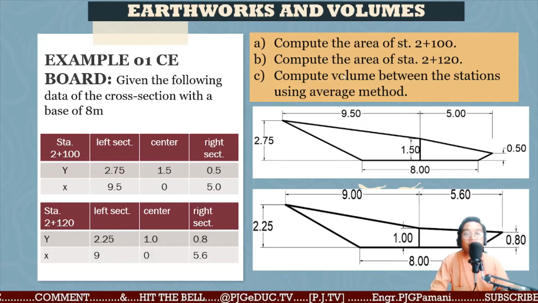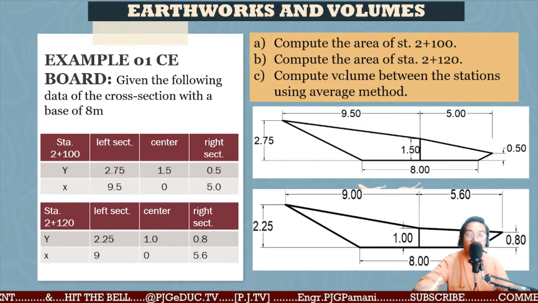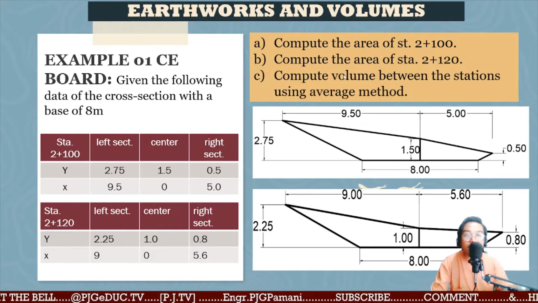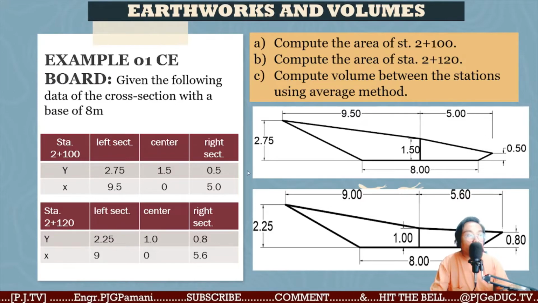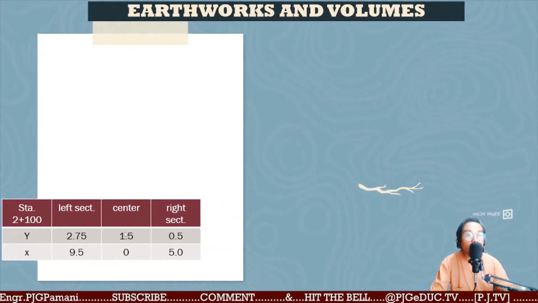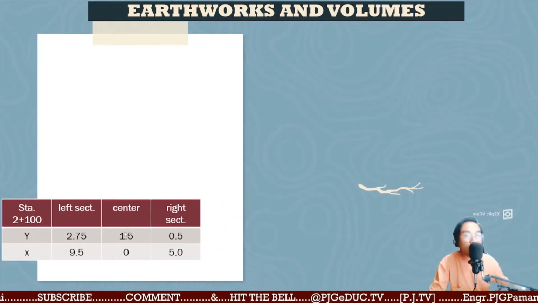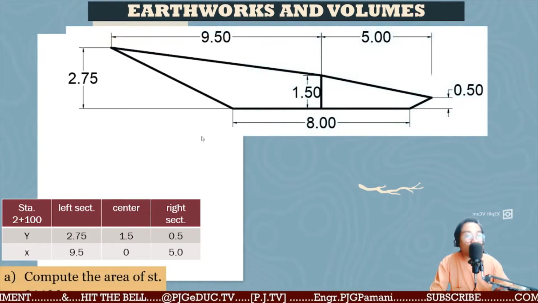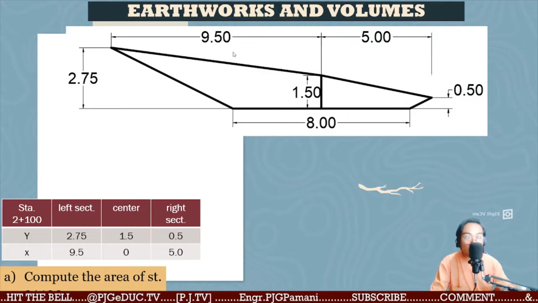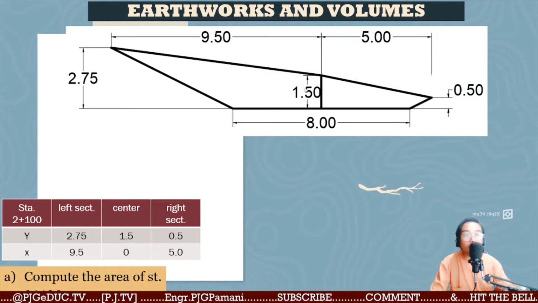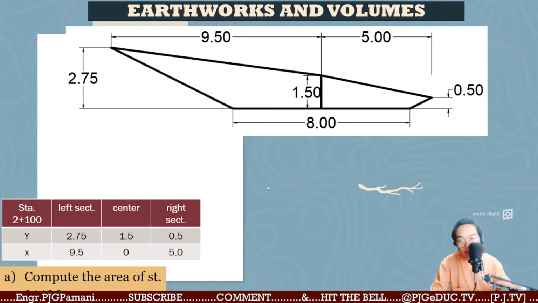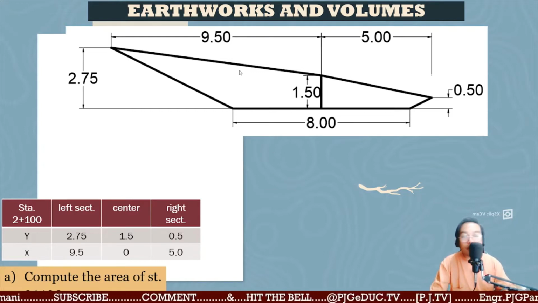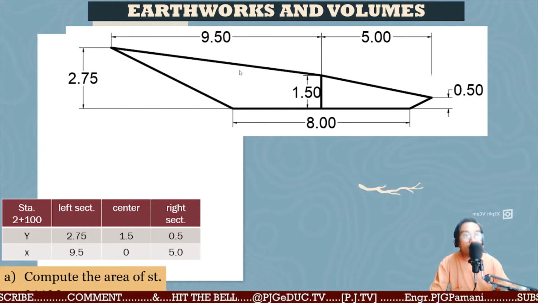So when we say average method, what volume is being computed based on the average? That is your end area method. So first stop is our station 2+100. So station 2+100, again, derive this figure. It's better to use AutoCAD so your figure is more exact. Compute the area. So how are we going to compute the area of this irregular figure?